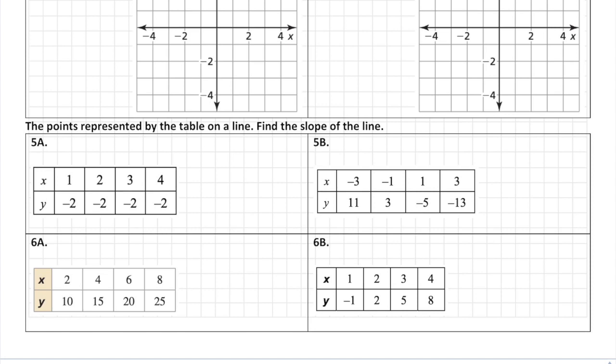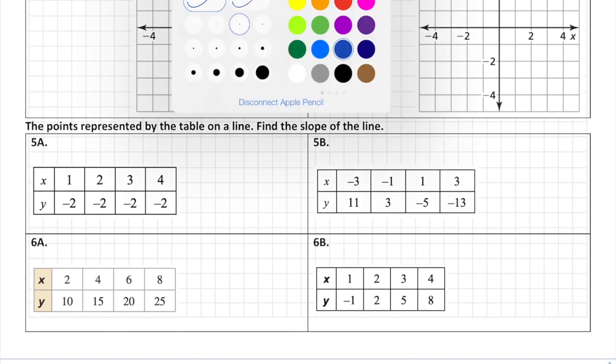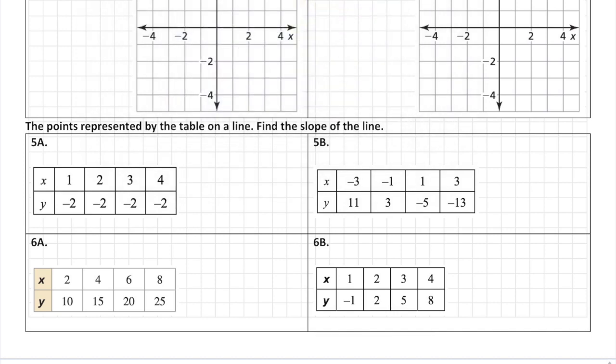The points represented by the table on a line. Find the slope of a line. Yeah, it's not very clear. I don't know if maybe it was a typo, but what I want to use is any 2 points. Now, any 2 points would come from these columns in this case, where this would be point 1, where this would be my x1 and this would be my y1, and perhaps this is my point 2, where this is my x2 and this is my y2.